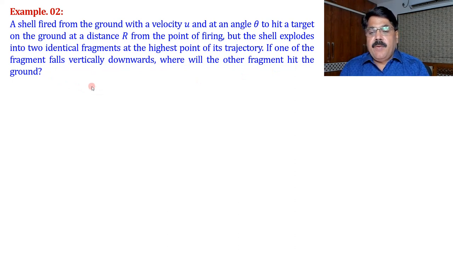Here see, a very important thing, one of the fragments falls vertically. It is not given that one of the fragments starts moving downward. So falls means it starts with zero velocity. It means immediately after the explosion, one of the fragments has zero velocity. And one more thing, the explosion has occurred at the highest point. So at the highest point we know the velocity of the shell is horizontal. So total momentum must be horizontal. And one of the fragments has zero momentum. So the momentum of the other fragment must be in the same direction as the momentum of the shell was.